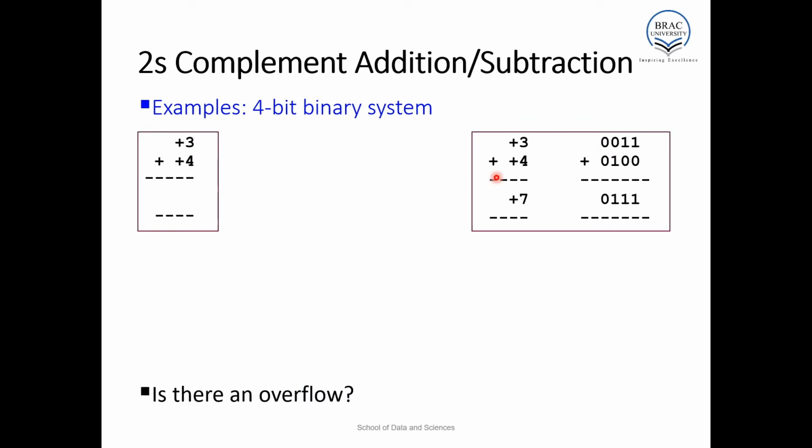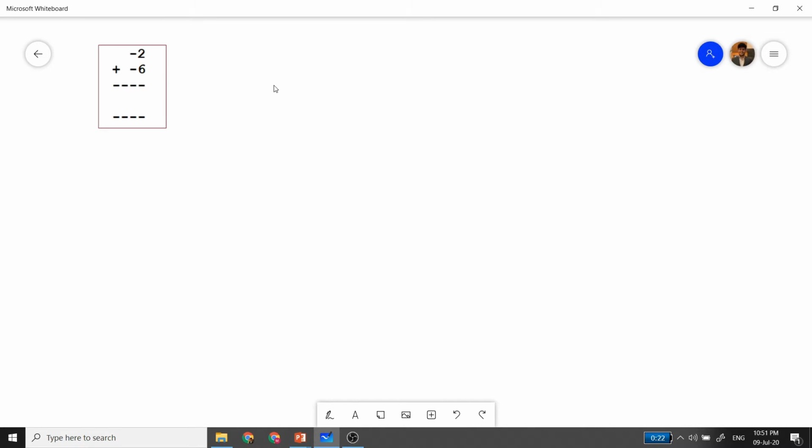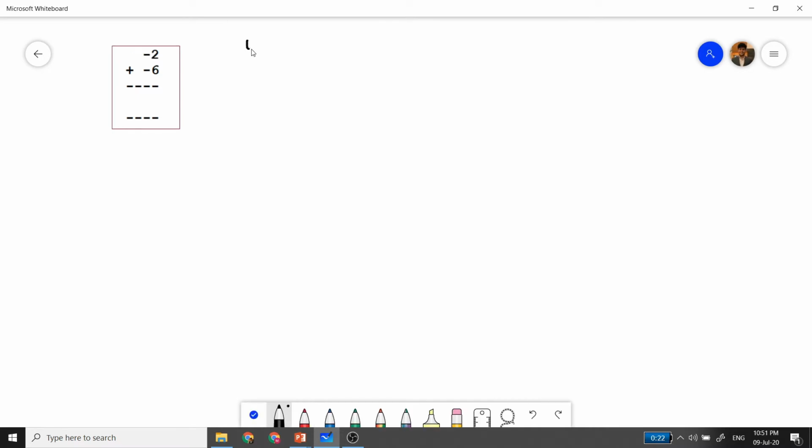Moving on to the second example. In this example, you can see both my numbers are negative numbers. That means in this case, I will have to do the additional step of bit inversion and adding 1. At first, I will need to convert -2 to its corresponding binary form. If I convert -2 to its corresponding binary form, I get 0, 0, 1, 0. And this is in the binary form. And this is a minus.